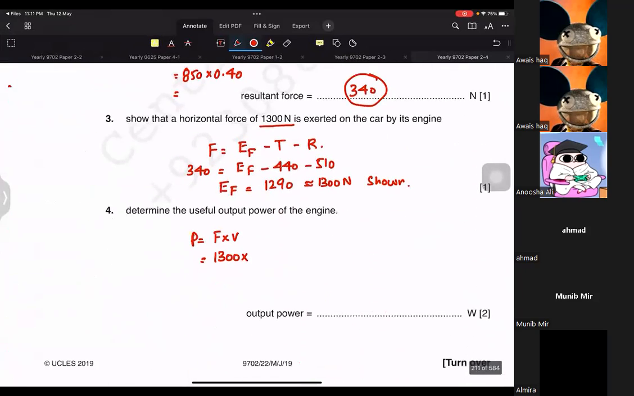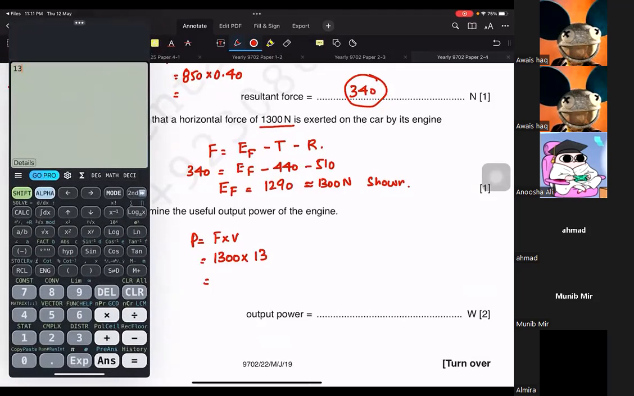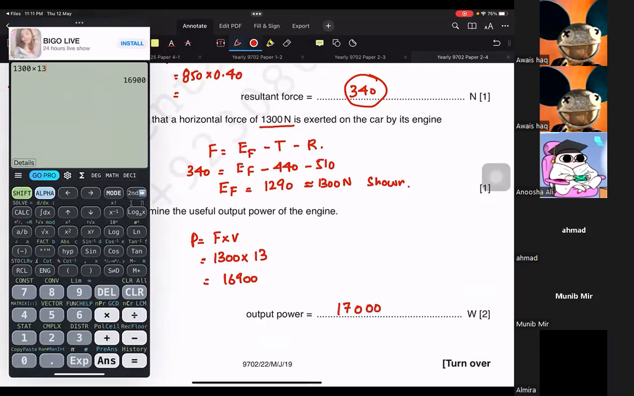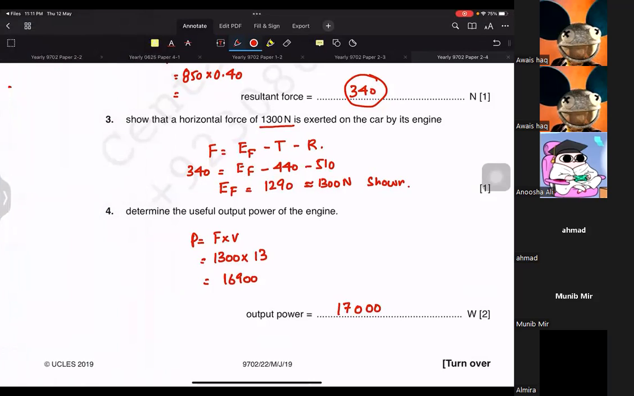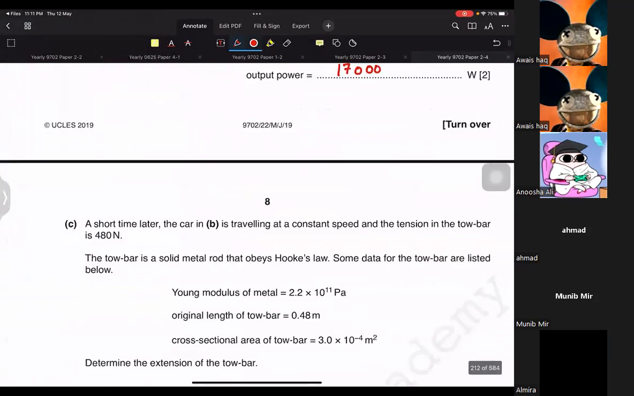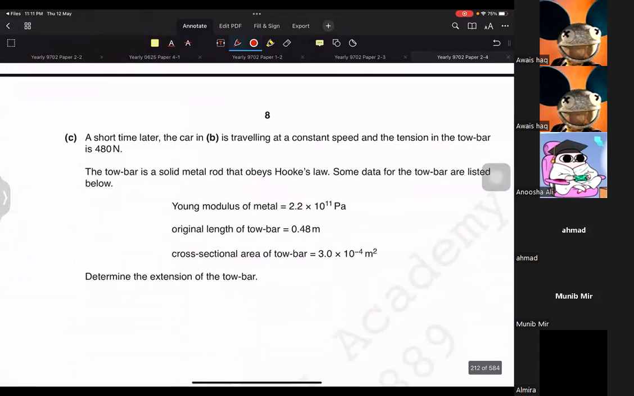So I'm going to take that and multiply it here. 1300 times 13 would be 16900. I would love to write it as 17000, but you can also get away with 169. That also conforms to the rules. Wow, this question is long.